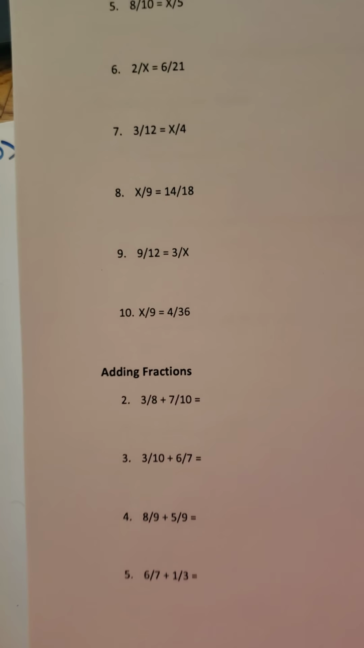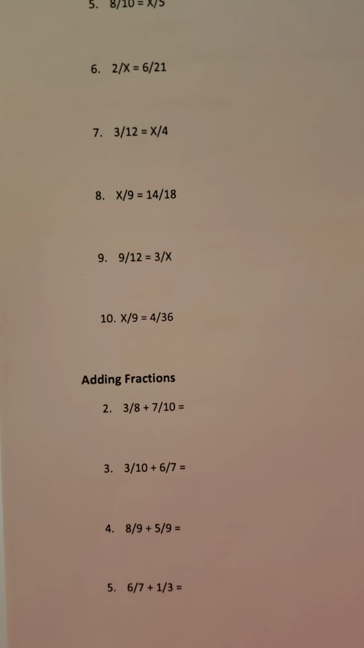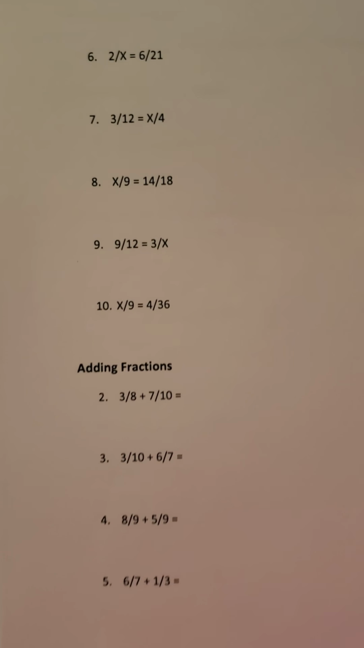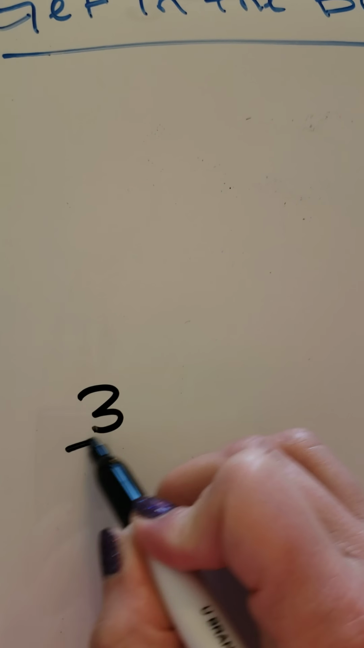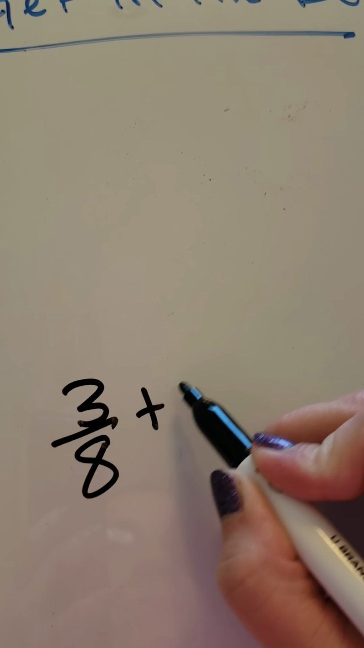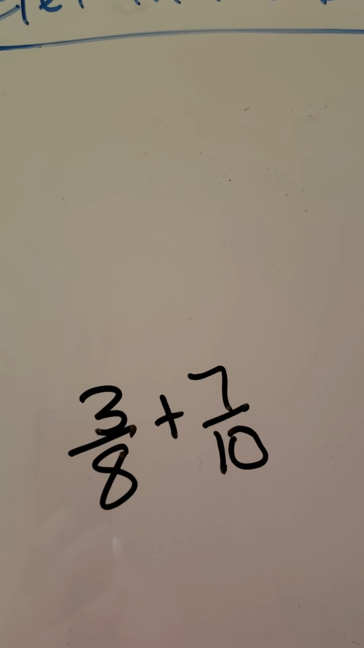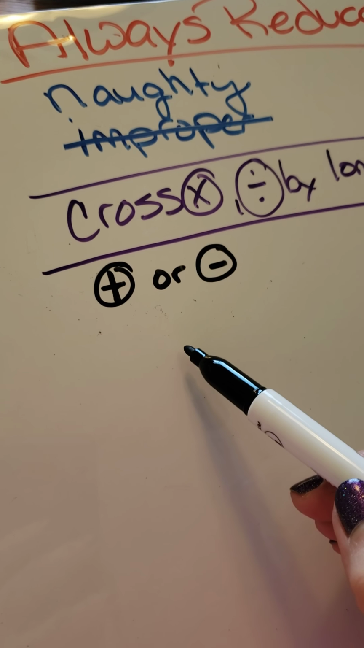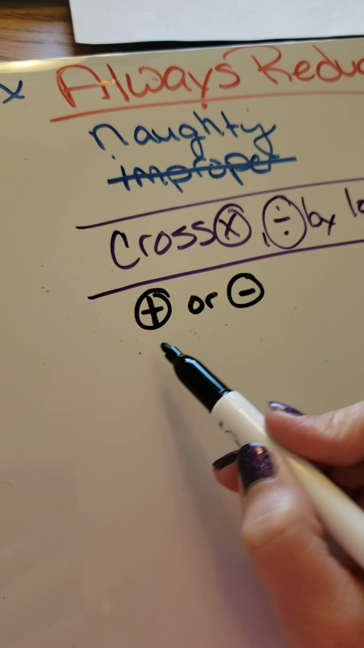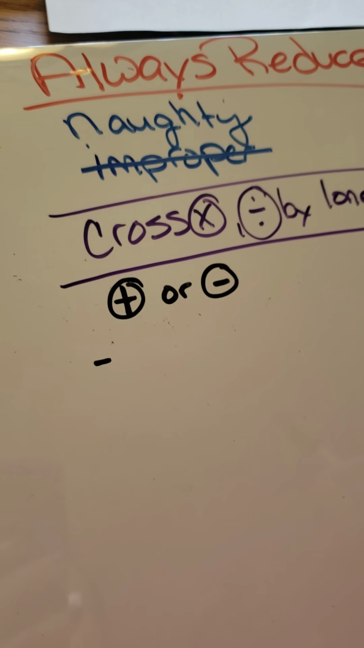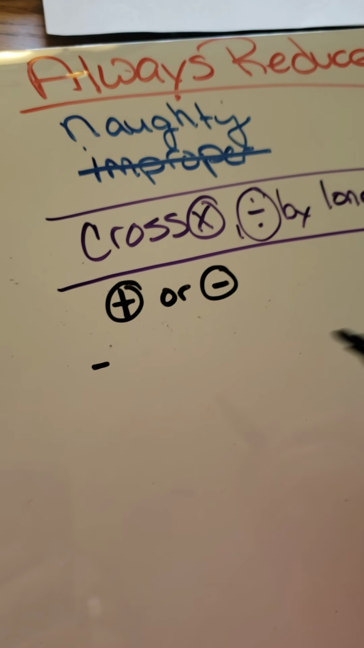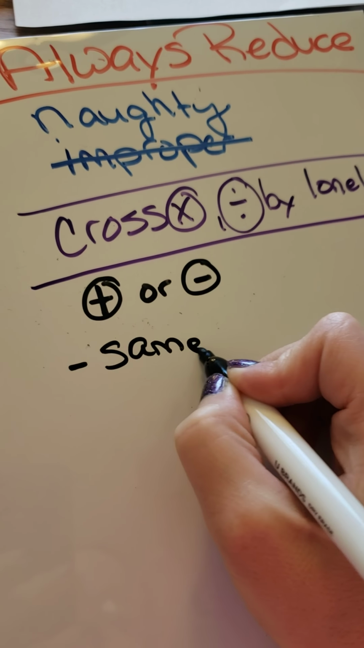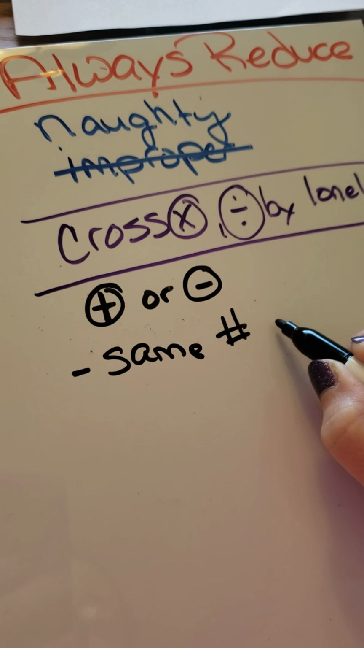Perfect. All right, our last section on this is going to be adding fractions. So when we're adding fractions, there are some rules I'm going to put on the board for you. Adding and subtracting have the exact same rules. So when you're adding a fraction, there's a number one step. Number one step is we need a common denominator. Common denominator means we have to have the same number on the bottom.